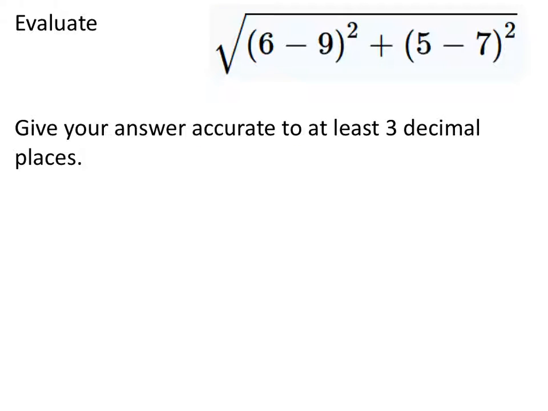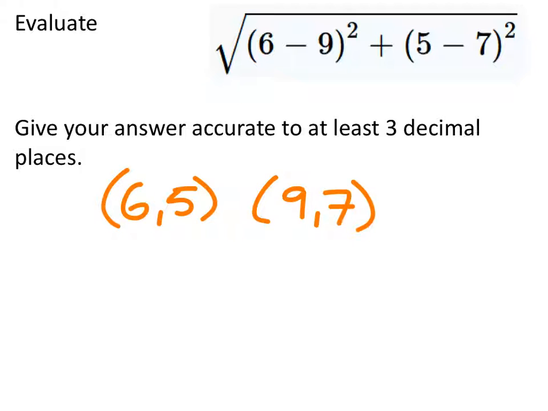All right, this one's kind of already set up for us, right? But if we were to find the distance on these, we'd be looking at the points 6, 5, and also 9, 7. It's the same thing as asking what the distance is between these 2 points. Now this one, we want the answer to 3 decimal places, so we are looking to estimate this one.